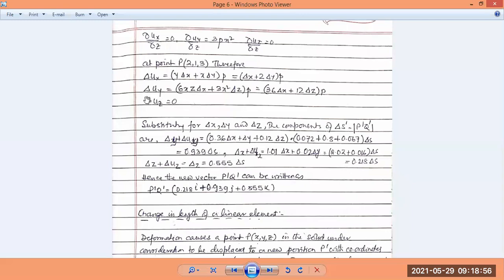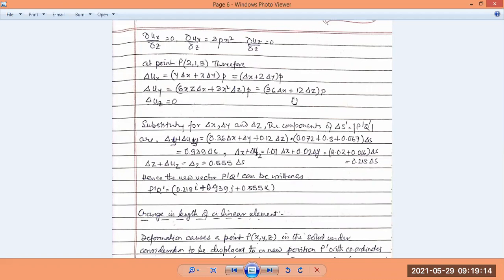And what about delta uz? We have got this value multiplied by delta x, we have got this for delta z, and it has this value multiplied by delta y, into p. p is common to everybody.